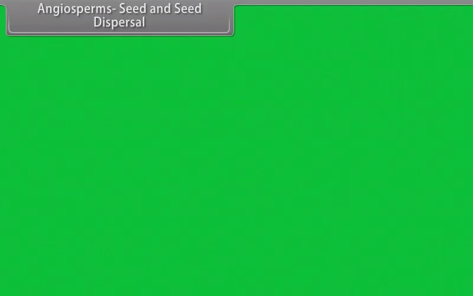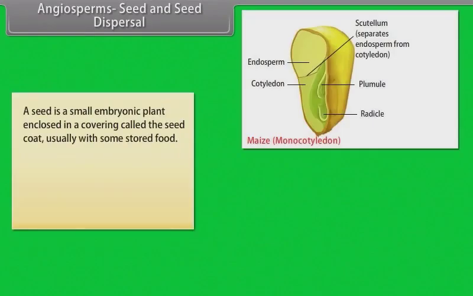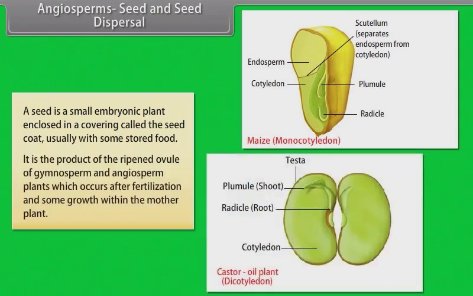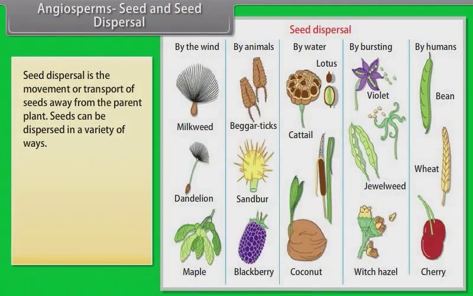Angiosperms, seed and seed dispersal. A seed is a small embryonic plant enclosed in a covering called seed coat, usually with some stored food. It is the product of the ripened ovule of gymnosperm and angiosperm plants, which occurs after fertilization, and some growth within the mother plant. Seed dispersal is the movement or transport of seeds away from the parent plant.